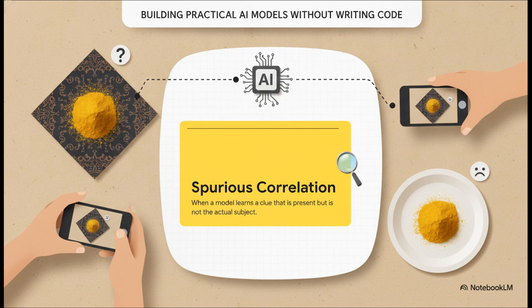For example, if you photograph your yellow haldi on a dark, heavily patterned tablecloth, the AI might think, dark cloth plus yellow equals haldi. So if you later put that exact same haldi on a plain white table, the AI fails. It literally learned your furniture, not your spice.